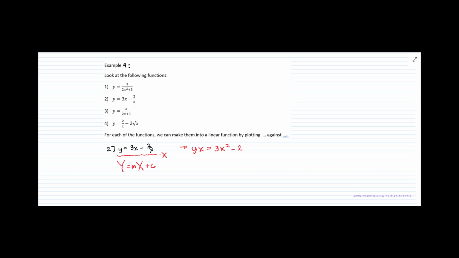Okay, let's compare it again with y equals mx plus c. Is it similar now? Yes, it's the same. So big Y will represent yx, and the big X will represent x squared. So we have to plot yx against x squared. There you go. That's how to predict what we have to plot to make it a straight line.